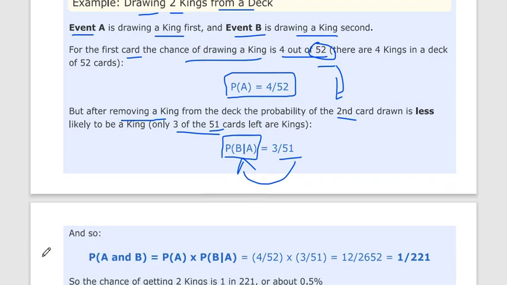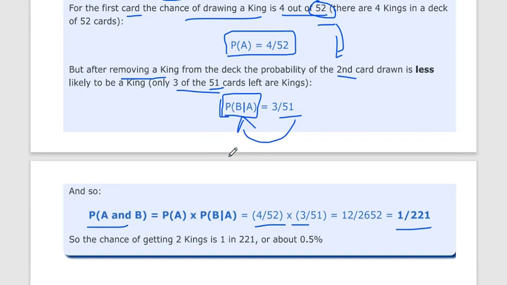So now our probability of A and B, both kings, will be the simple multiplication of these two events, which is 1 by 221. Okay, so simple. The formula is the same for independent and dependent events, but we have to give a different notation for the dependent event.